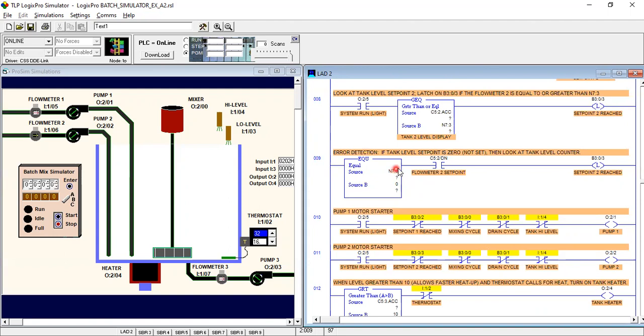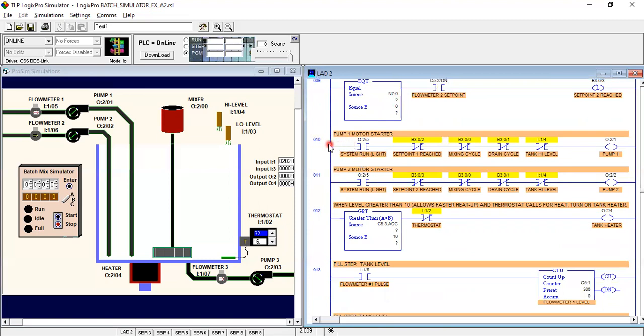And after the equal to instruction we have to connect our flow meter to set point, and fill in the address of our counter done bit. Done bit counter we will fill in for this instruction. And on the right side we have to connect the set point to reached. This is a latch instruction.